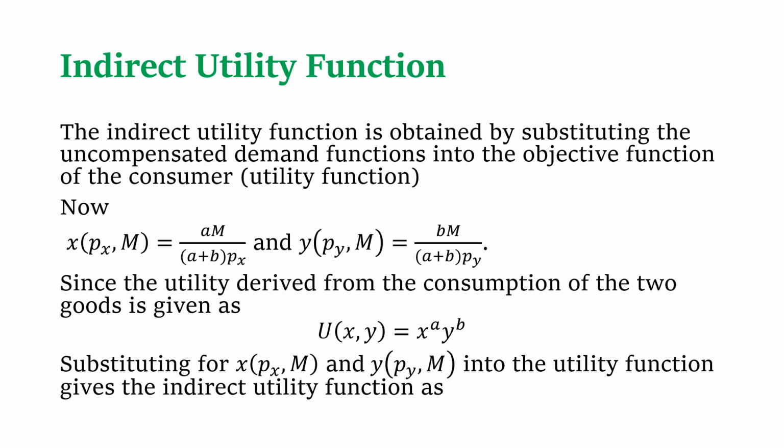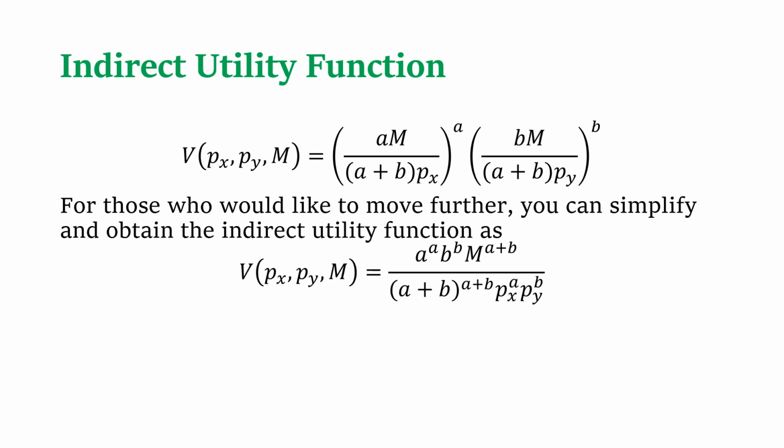AM over A plus B px. So we are going to substitute for X here as well as Y. And then we solve. So the resulting equation is the indirect utility function, right? Okay. Now, if we plug in those values, we're going to have AM over A plus B px to the A, BM over A plus B py to the B.